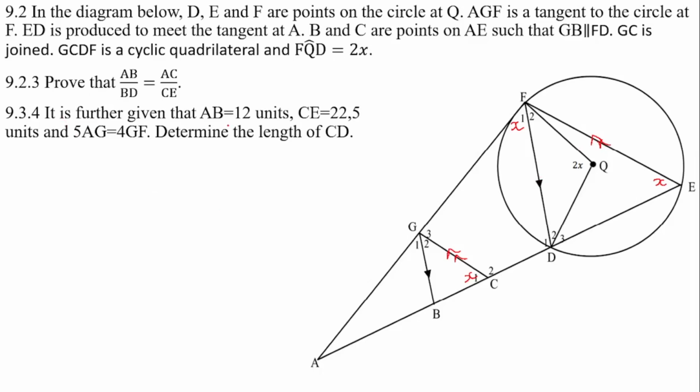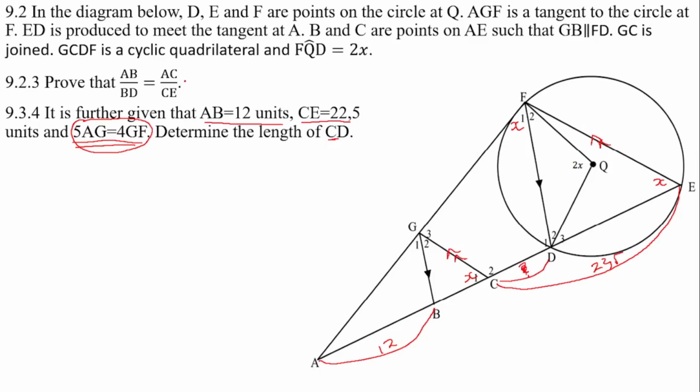It is further given that AB is 12 units, so we have 12 units here. And then CE is 22.5 units. And then we're given that 5AG is equal to 4GF. Then determine the length of CD. We want to find this length here.